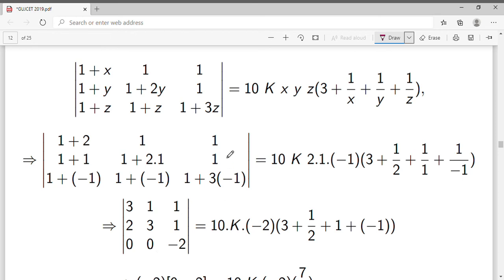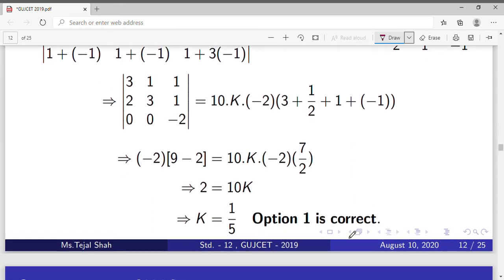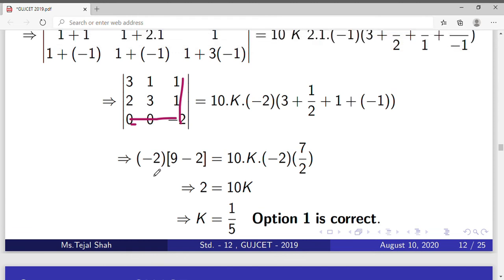The third column becomes 1, 1, 1 minus 3 minus 2, equal to, here 10k as it is, here 2 into minus 1, and here 1 and minus 1 cancel out, and 3 plus 1 by 2. In this determinant, the last row contains the maximum number of zeros. So using this minus 2 element, evaluate the determinant. So minus 2 as it is, here 3 threes are 9, minus 2. So here we get this value equal to this number. Now after simplification, what do we get? K equal to 1 by 5. So now the correct option is the first option.